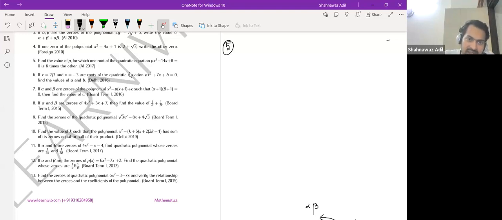We have to find the value of p. So the quadratic equation is given: px square minus 14x plus 8 equals 0. So this is the quadratic equation that we know. And what is the other information? Six times the other. So the roots are related. So what should be your approach, Amira?